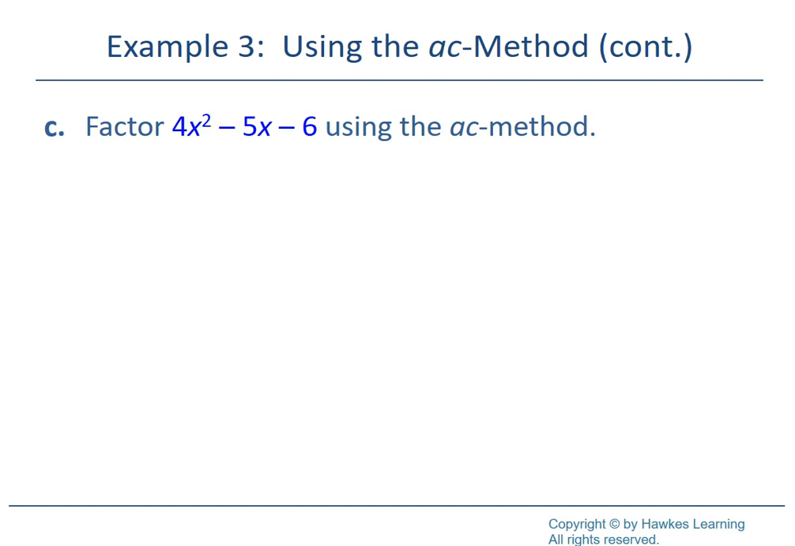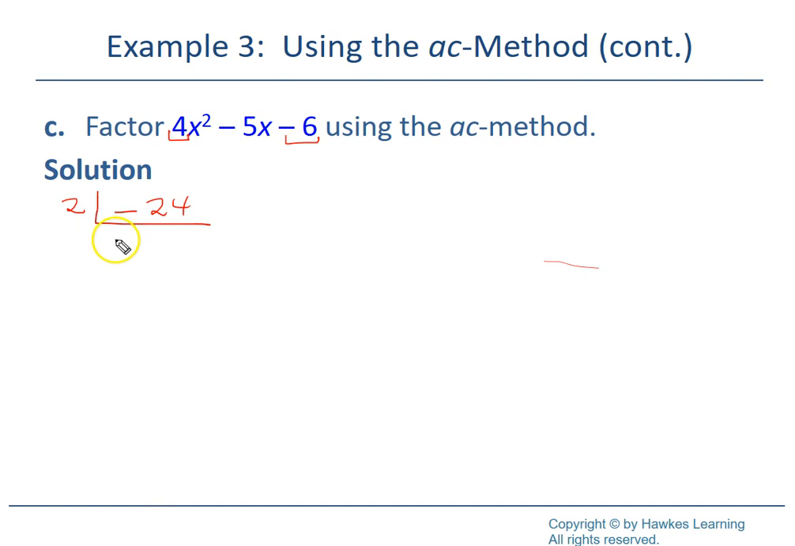Okay, we have another one. This doesn't look too difficult. Let's do it from scratch here. Now I haven't done these before. So our a term is 4, our c term is this. So this is going to be a negative 24. And we're going to factor that.